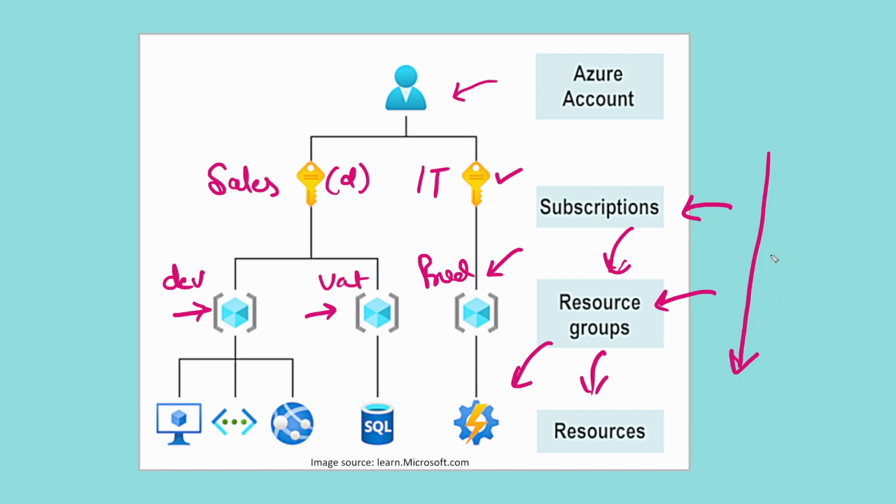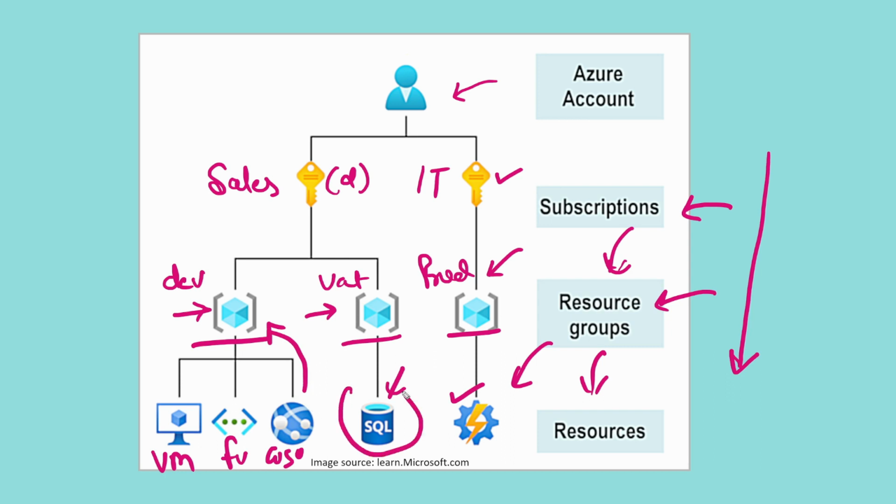Whenever there is a policy, permission, or governance applied at the root level or the top level of the tree. Now, each resource group can contain one or more resources. For example, this dev resource group has Azure VM, Azure Function, Cosmos DB, and this resource group has a SQL database. This resource group has an Azure Function app. But one resource can only be part of one resource group. For example, this SQL database could be only part of this resource group and it cannot be part of this or this resource group.